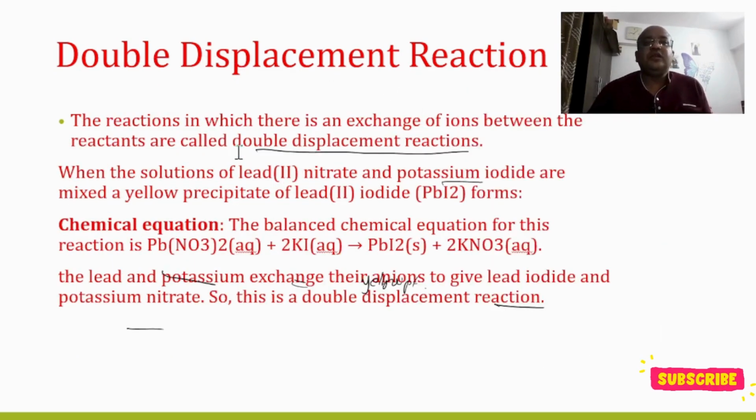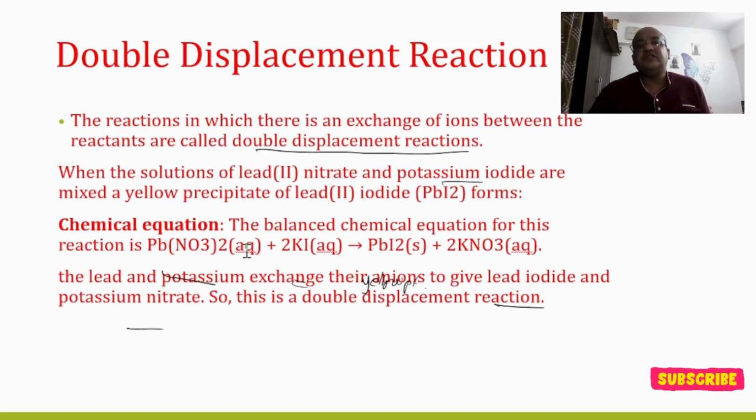Let us see a few more examples. Before that, let us see the definition. The reaction in which there is an exchange of ions between the reactants is called a double displacement reaction. Let us take the example of lead nitrate and potassium iodide. When a solution of lead nitrate and potassium iodide are mixed, a yellow precipitate of lead iodide is formed.